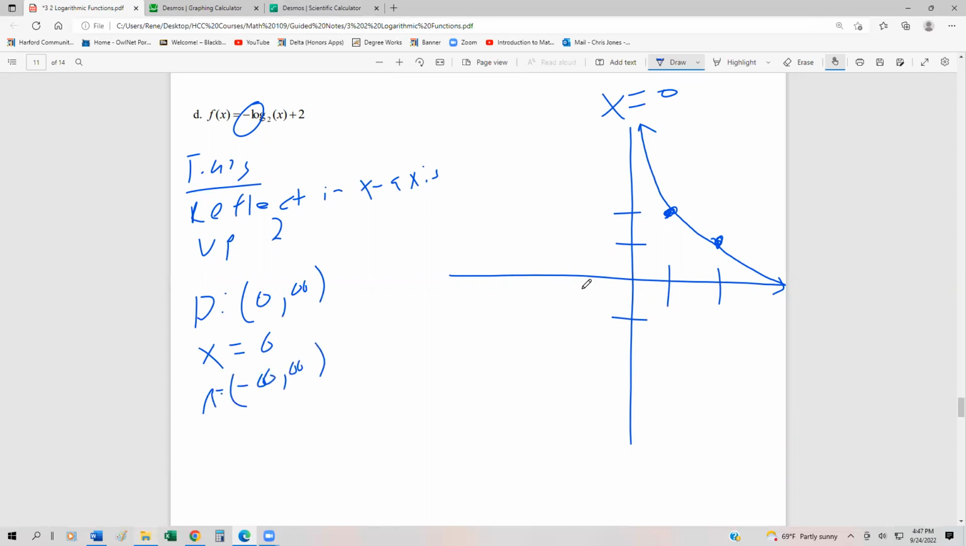So we have one more topic in this section, and that's going to be able to find the domains of logarithmic functions just given the function itself, not given the graph.